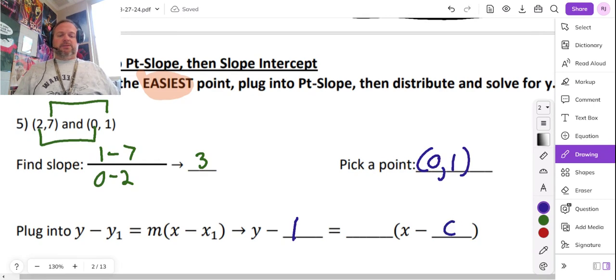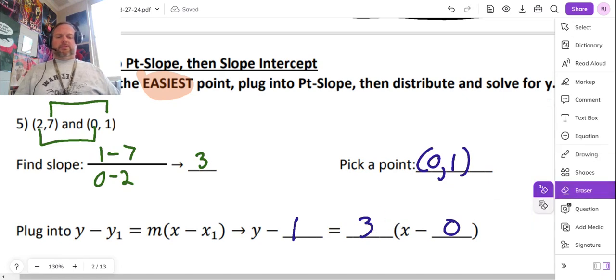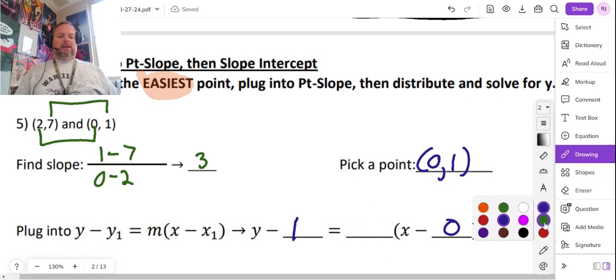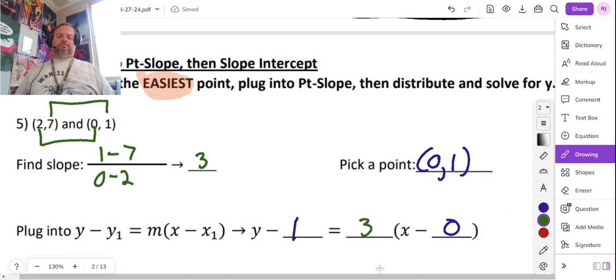So 1 goes here, 0 goes here, and then, oops, wrong color. And then 3 goes here. Bam! All right.